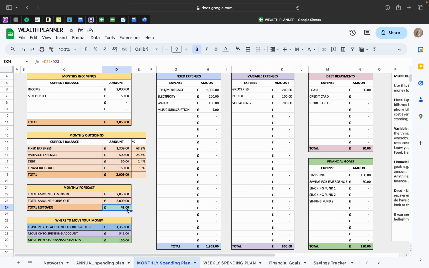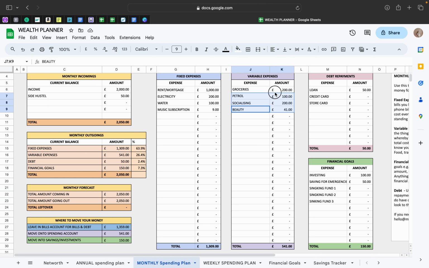Now, if you saw this £41 and you were like, okay, I actually would like to give every pound a purpose, you could say, I want to spend £41. And as you see, it brings this total to 0. So therefore, you have given every penny a purpose.